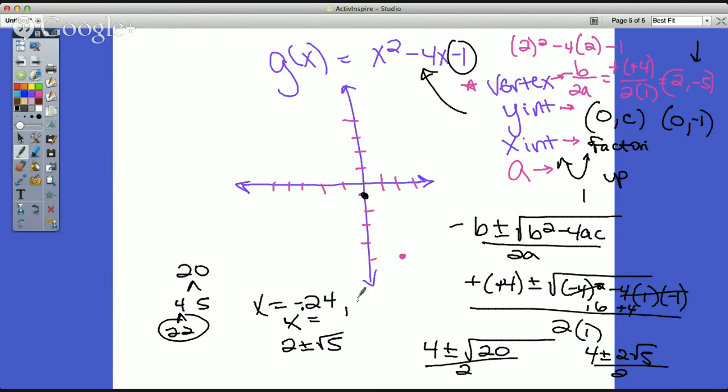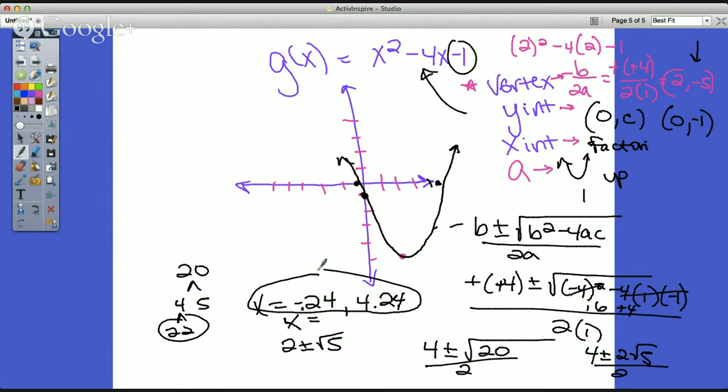So right now I've got negative 0.24 and 4.24 as well. So over here, 1, 2, 3, 4 would be right here, right in that area. 0.24 should be about right in that area. So it should come down, touch, come straight back up. I have my y-intercept, 0, negative 1.